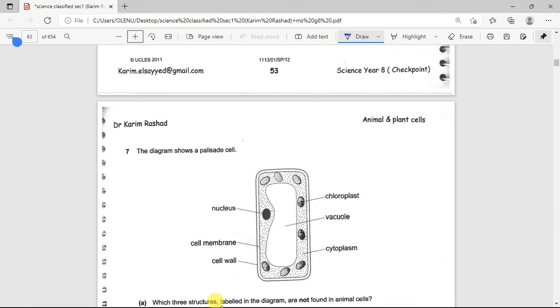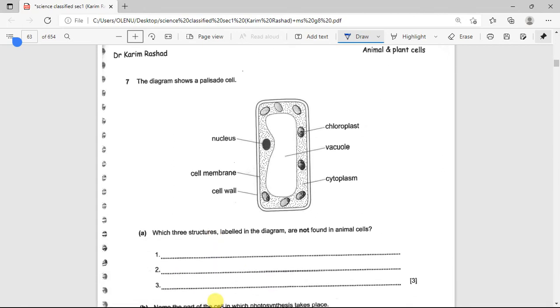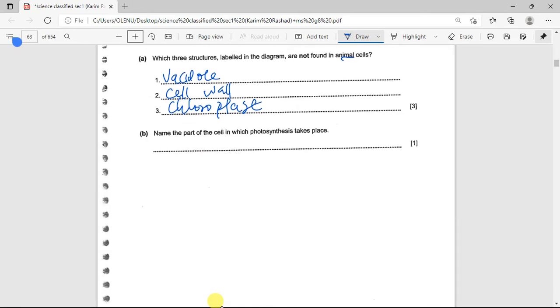Then, the diagram shows a palisade cell. Now, which three structures labeled in the diagram are not found in an animal cell? Already I've spoken about the vacuole. Another one is the cell wall. It's not present in an animal cell. And lastly, here I have my chloroplast. So animal cells do not photosynthesize, so they don't have chloroplast. Now, name the part of the cell in which photosynthesis takes place. It is the chloroplast.